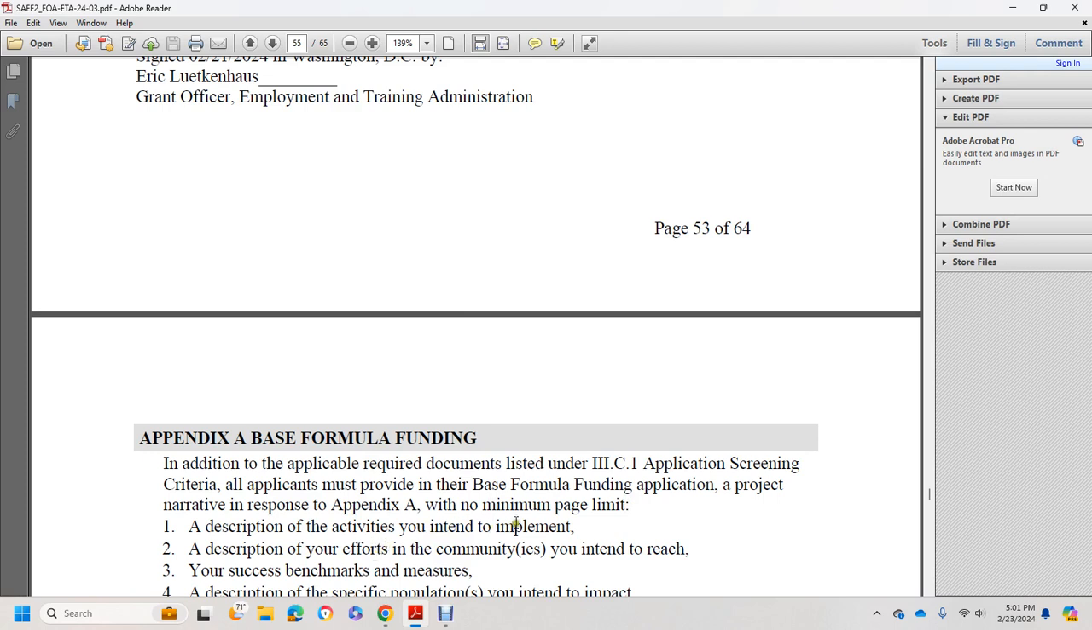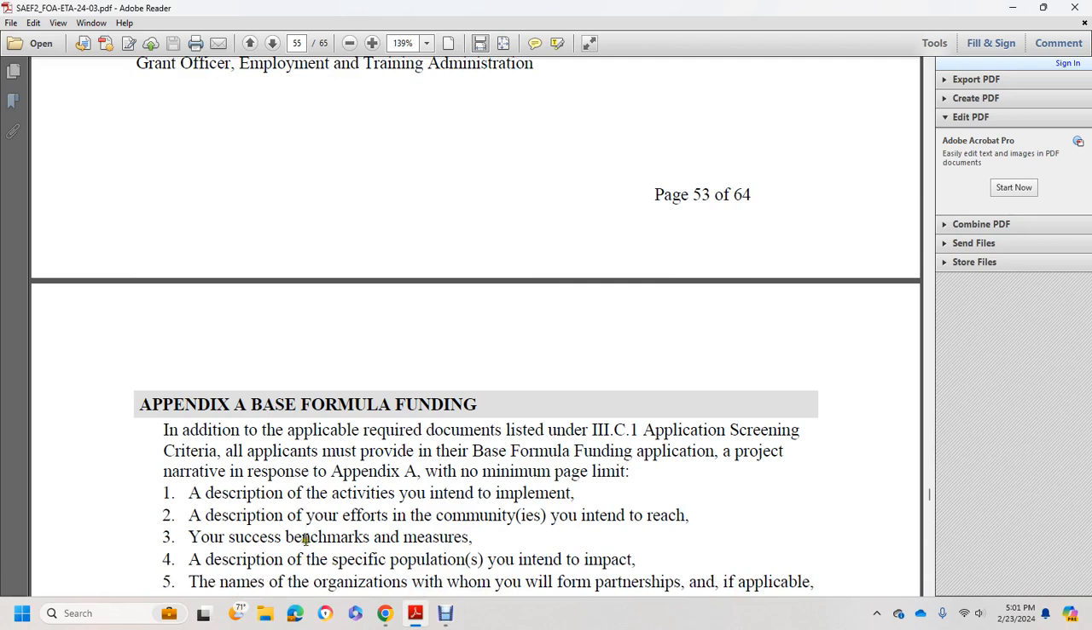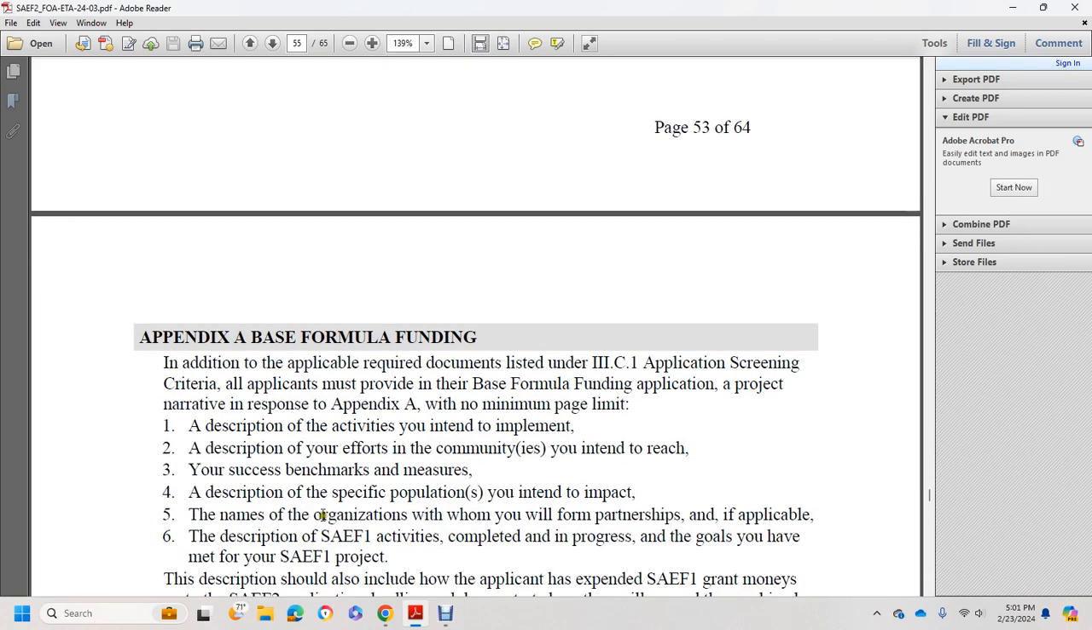One, the description of activities you intend to implement. Two, the description of efforts for the community that you intend to reach. Three, the discussion of benchmark measures. Four, the description of the specific population you intend to impact. Five, the name of the organization you will form a partnership with, if applicable.